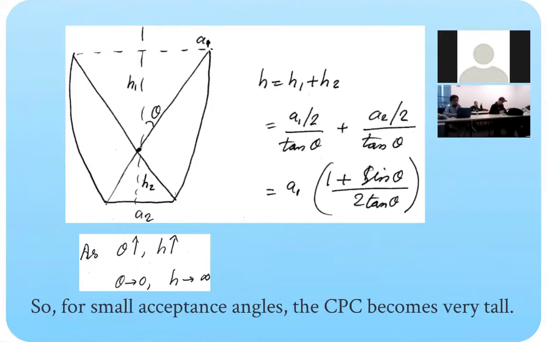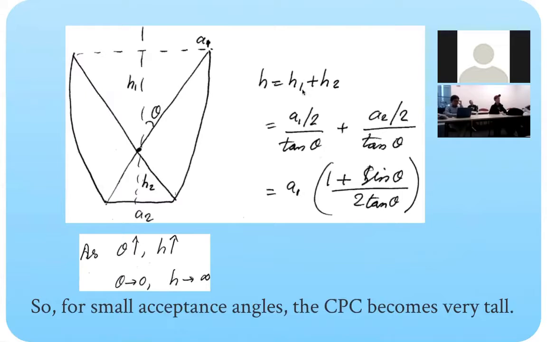Okay, there's one other parameter of the CPC that we still need to design, which is the height of the CPC. In other words, how tall is it? And that's also related to the concentration factor. So let's try to figure that out. The H, which is the total height, can be divided as H1 plus H2. Okay, H equals H1 plus H2.